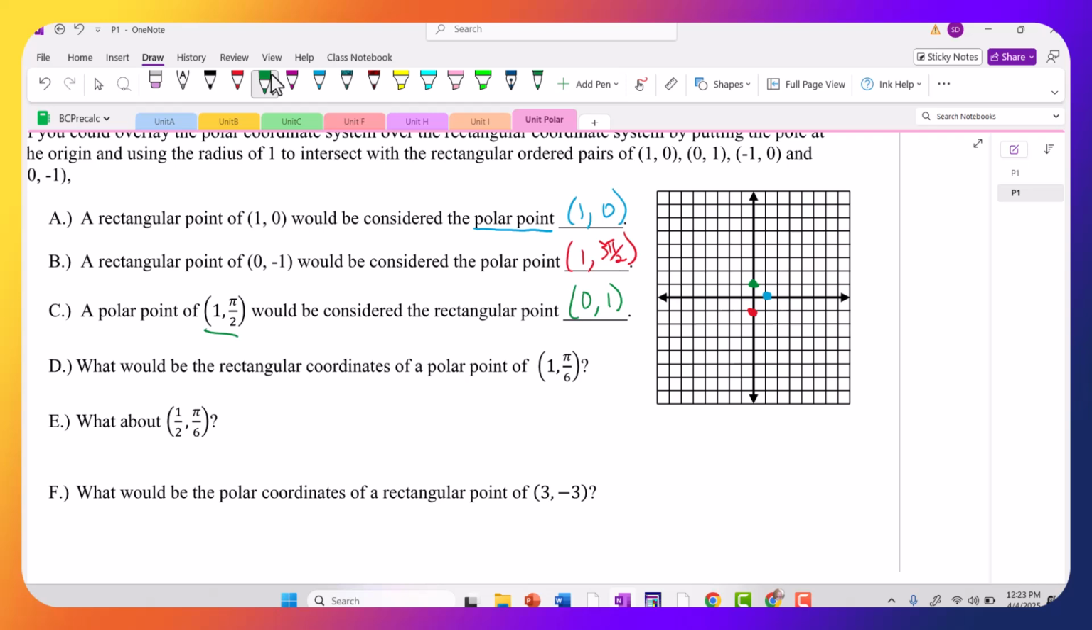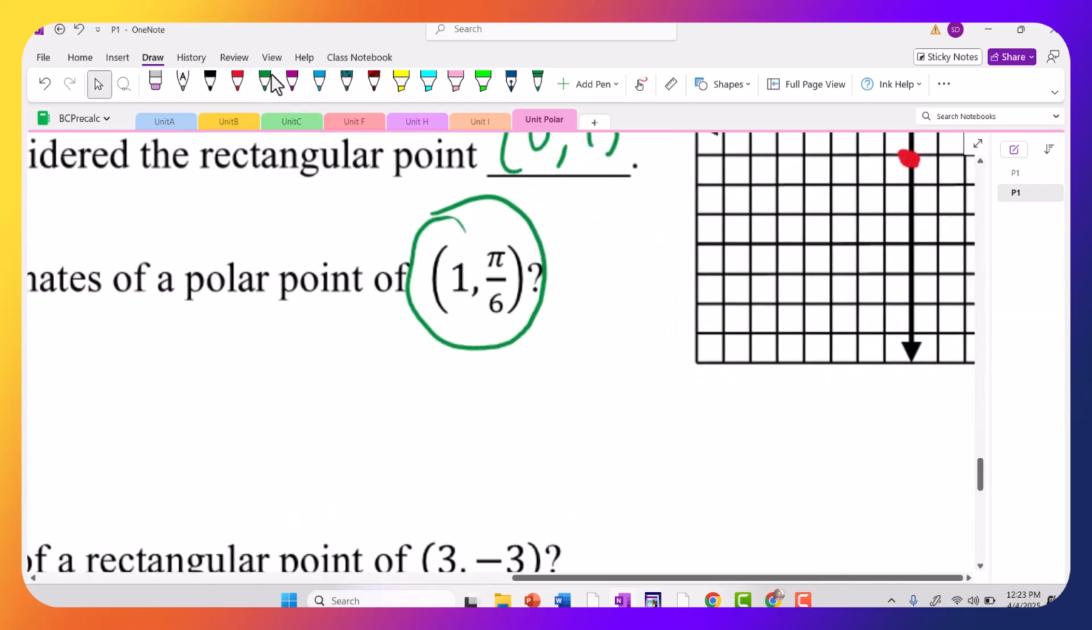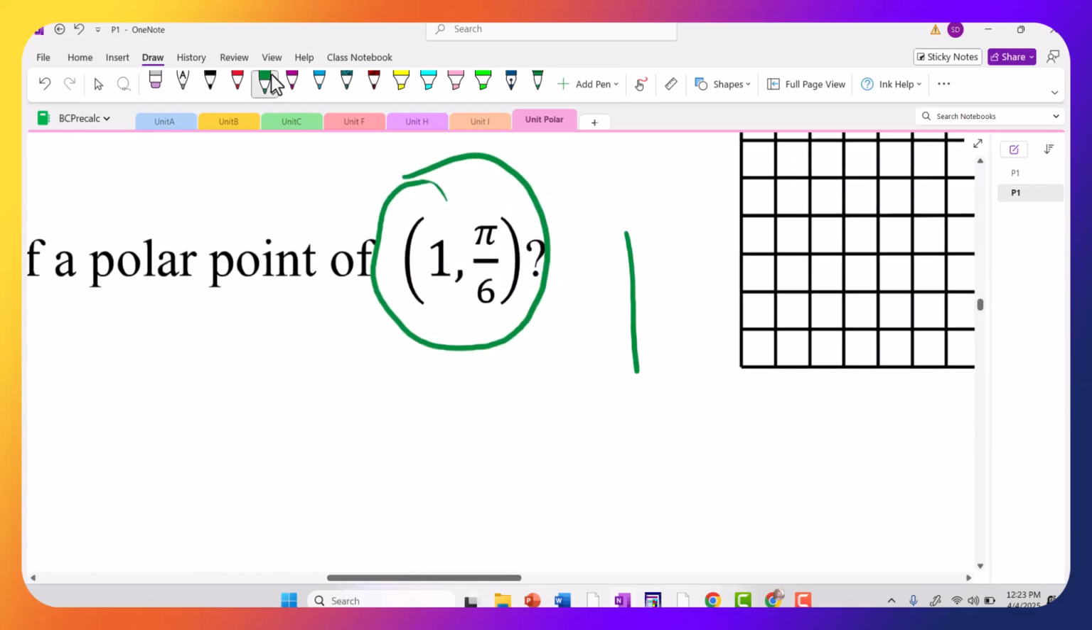All right, and then the next one. All right, here we go. Now we have to think about the unit circle and coordinates. So you know 1 comma pi/6. Here's pi/6, and here's 1 away from the origin. What was that coordinate right here on the unit circle, when you were 30 degrees rotated off the positive x-axis? And the answer is, anyone?